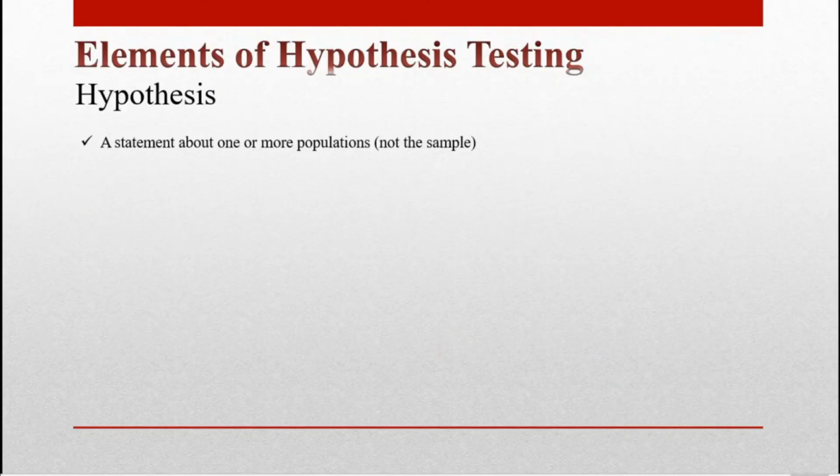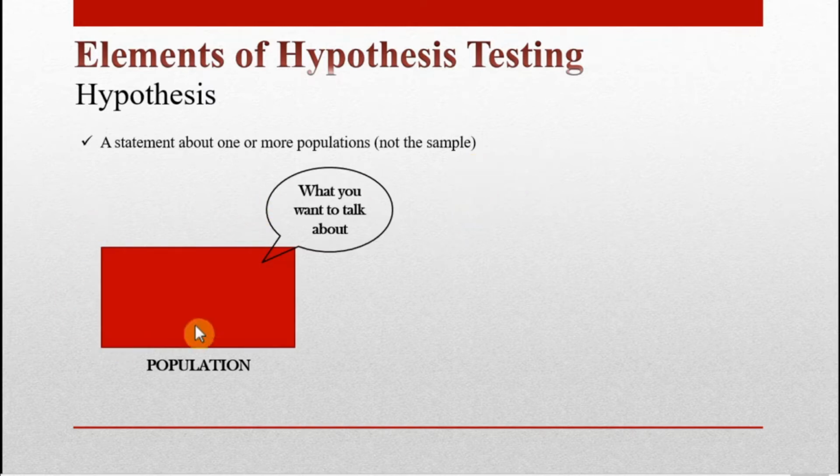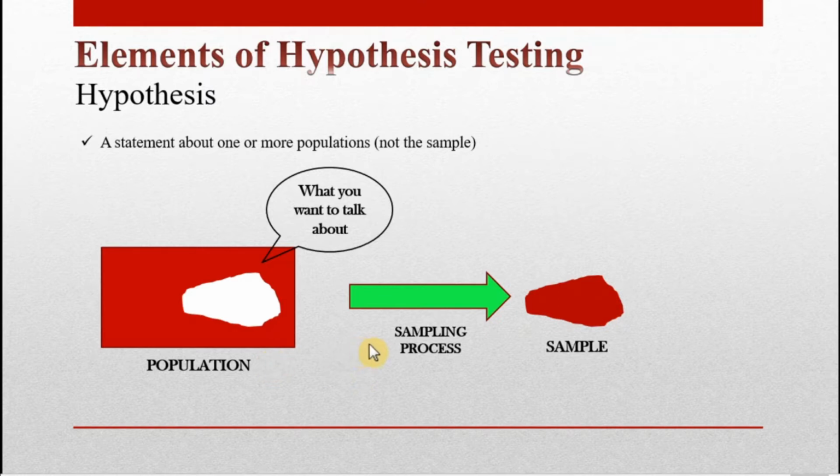In the world of research and in the world of statistics in general, when we say hypothesis, we are referring to a statement about one or more population. Take note that the hypothesis is talking about the population and not the sample. For example, this is the population, and in your research, you want to talk about this population. However, for some reason, you are only able to gather data from a sample. Either this is the practical way of generating information, or this is the only possible way of gathering your data.